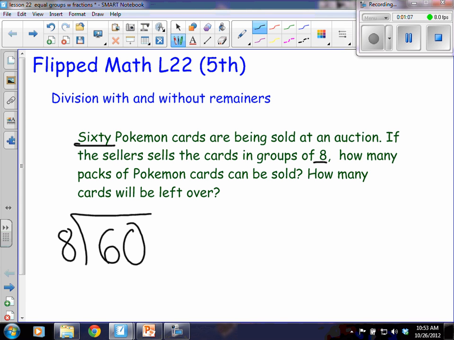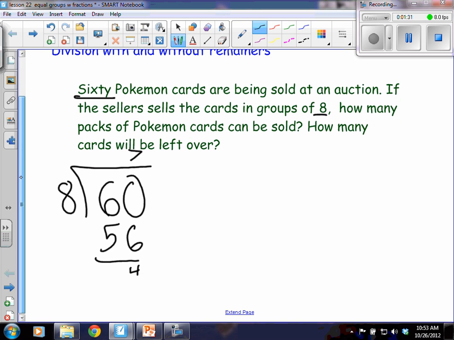8 goes into 6 0 times. 8 goes into 60. We got to think hard about our math facts. We know that 8 times 7 is going to give us 56. And so we're going to have a remainder of 4 then. And that allows us to find really both answers to our question.